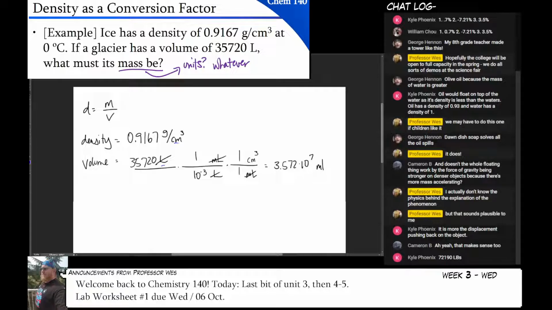Oops, not milliliters. Sorry, we canceled that. All right, so that would be the volume in cubic centimeters, if I did my math right. 1, 2, 3, 4, 5, 6. Yeah, that should be okay.